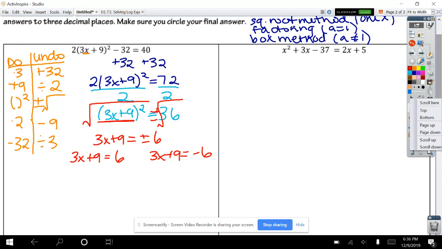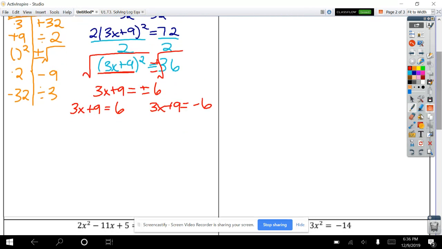And I'm going to scroll down just a little so I have a little more room. The rest I'm going to solve using my last two do-undo steps. I just have to make sure I'm doing it to both equations to get both solutions. So the next step is to subtract 9. So I get 3x equals negative 3. I also have to subtract 9 on my other equation. So I get 3x equals negative 15.